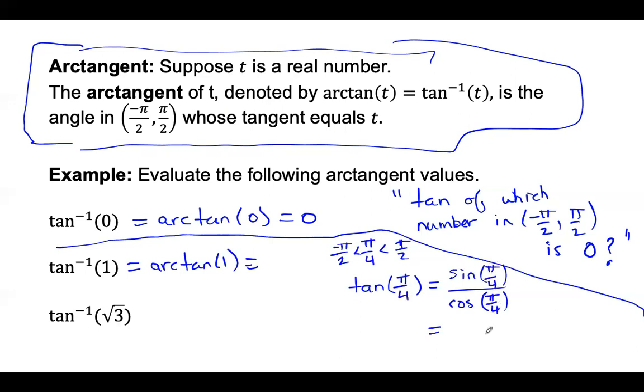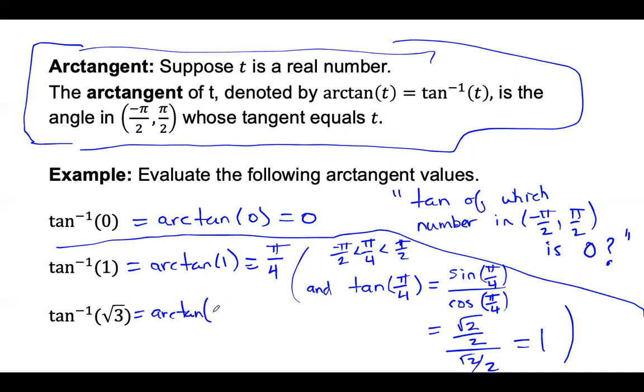So the sine of pi divided by 4 is square root of 2 divided by 2, divided by square root of 2 divided by 2, and this is equal to 1. So then you can see this. The answer is pi divided by 4. What about the arctan of square root of 3?